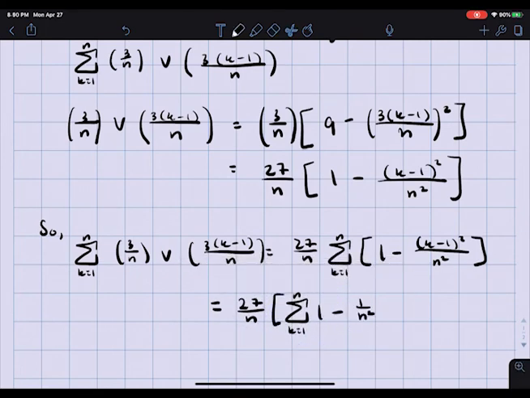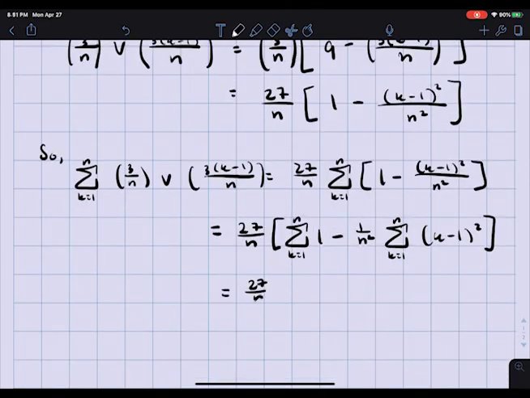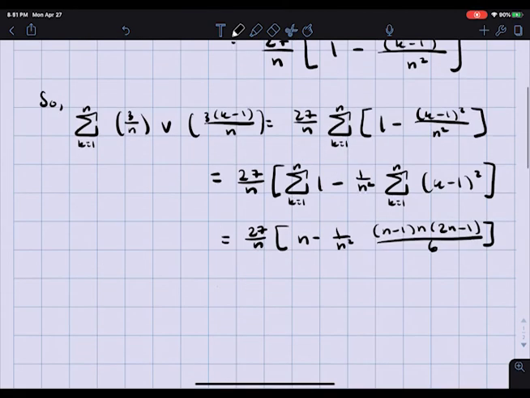So both 1 over n and 1 over n squared act like constants and can be pulled out of the sum using the constant multiple rule. So finally we use the sum of a constant and the sum of consecutive squares to simplify this into what's called a closed form, or in other words, a formula that no longer contains the sum notation. Both of these identities can be found on a previous slide.